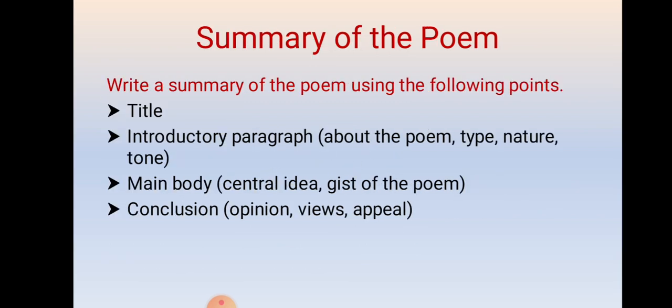Summary of the poem. While writing the summary of the poem, you should use the following points. Title, then introductory paragraph, meaning about the poem type, nature, what kind of poem it is, then tone. So you can see it is a very natural tone. The poet has used so many common incidents in life. Main body, that is the central idea or summary of the poem, and then conclusion, that is your opinion, your views and appeal.